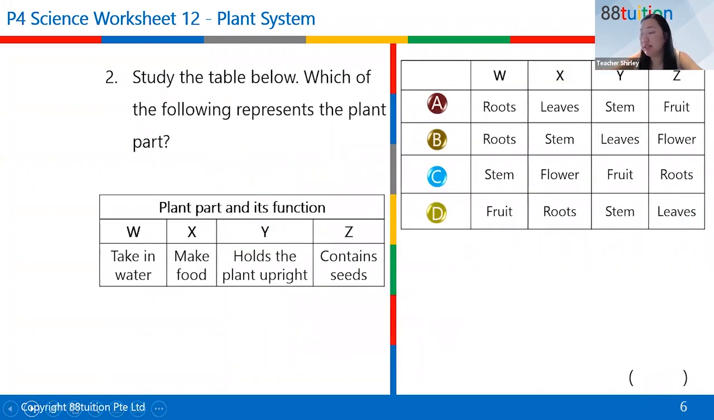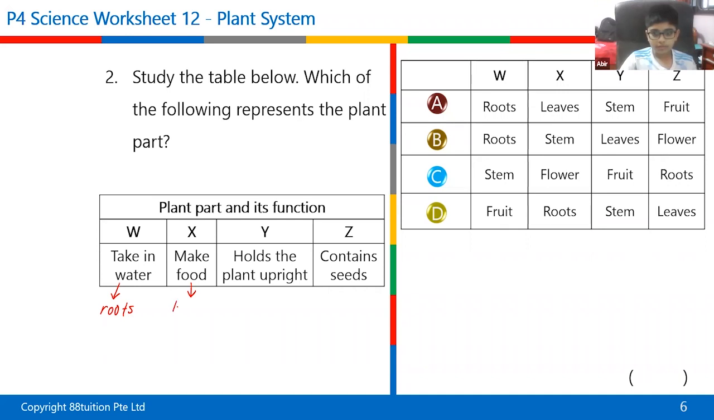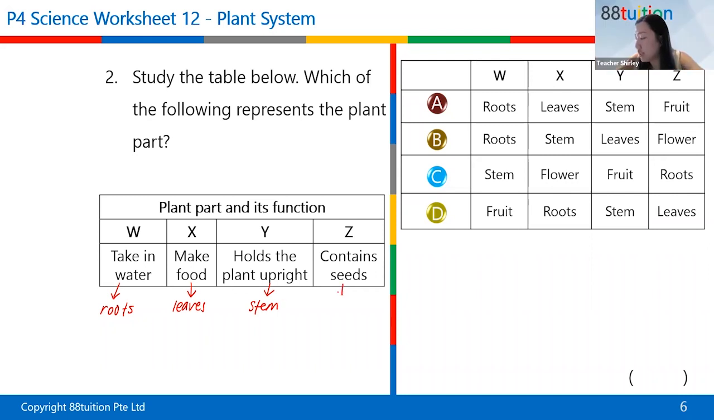Now, question 2, study the table below. Which of the following represents the plant part? Okay, now this one is quite similar to the previous question. We just need to identify the plant part. Which plant part takes in water? Yes, Mani. The one that takes in water, it's the roots. Good. Okay, next one, Abel. Which plant part makes food? The leaf. Very good. Okay, back to Mani. Which plant part holds the plant upright? The stem. Yes, okay. Specifically the strong stems, yeah?